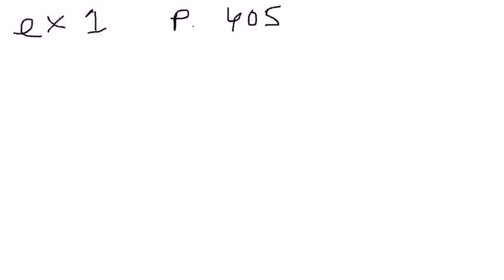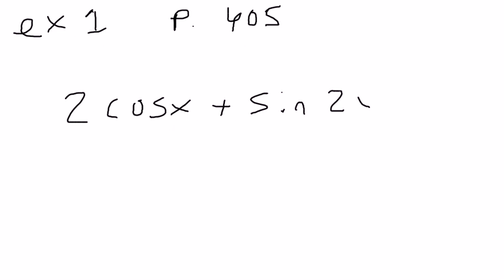Okay, class, this is example 1 on page 405. We're supposed to figure out what 2 cosine of x plus sine of 2x is. The first thing I notice is that it's cosine and sine, and we have this 2x in the problem. If I look at the formulas up above, there is a formula for sine of 2x, and I'm going to use that formula.